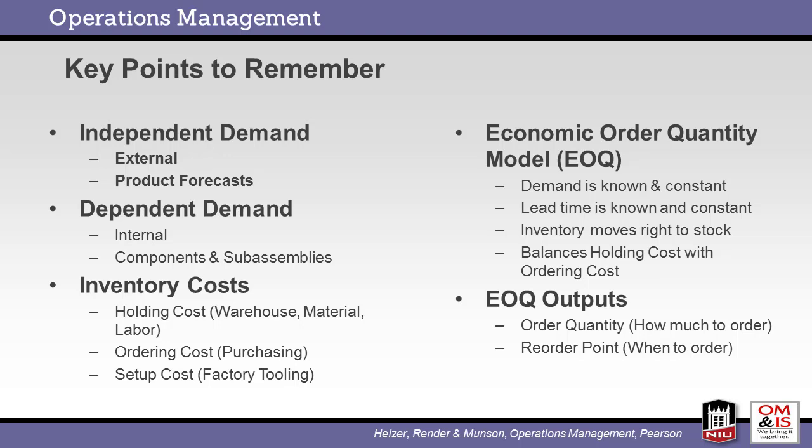The economic order quantity model assumes that demand is known and constant. Lead time is known and inventory goes to stock immediately. The equation balances holding cost with ordering cost and calculates the lowest overall cost. At the lowest cost, the order quantity and reorder point are defined.